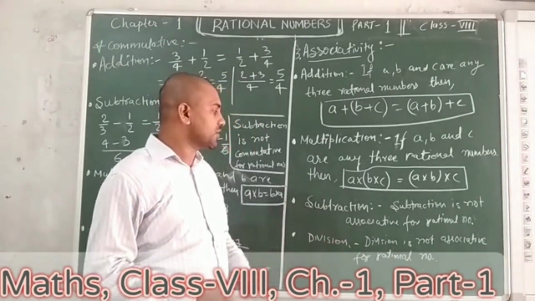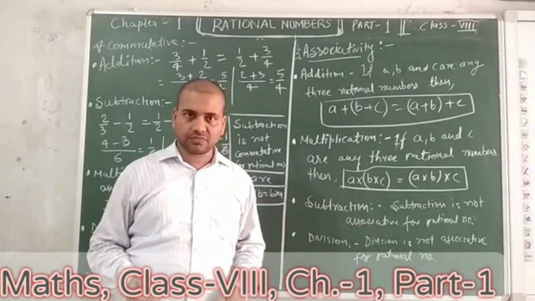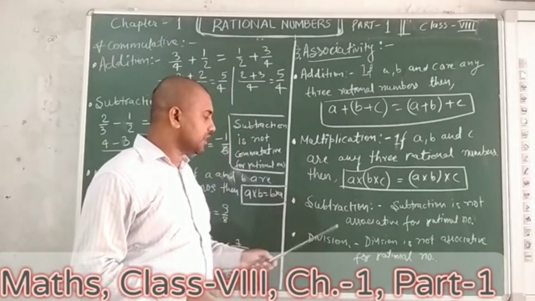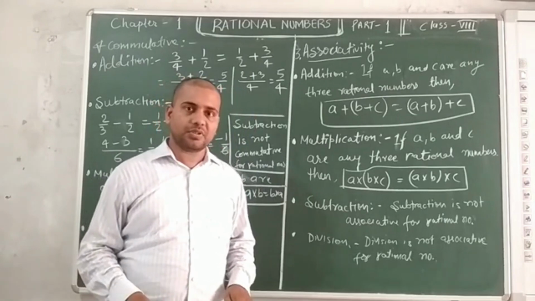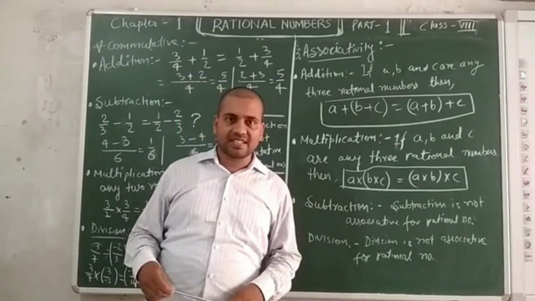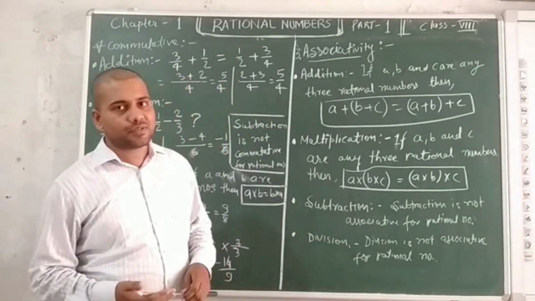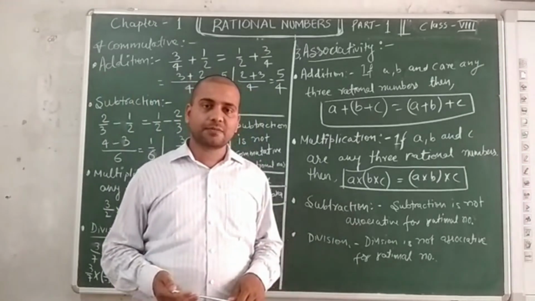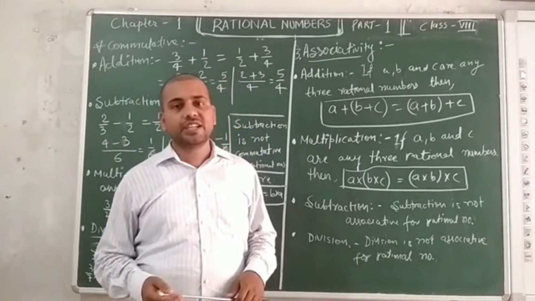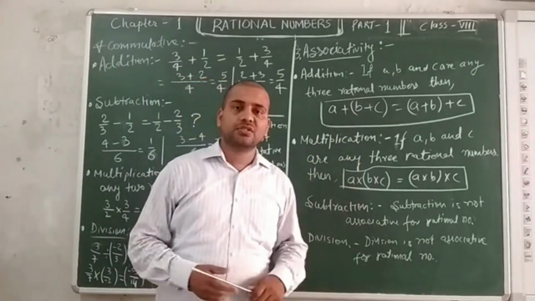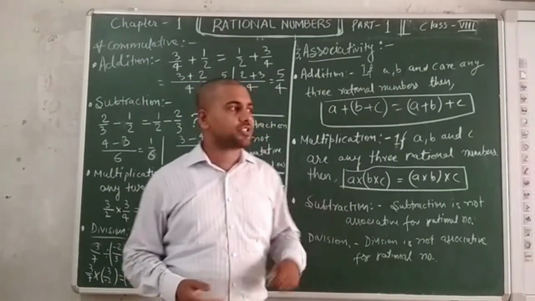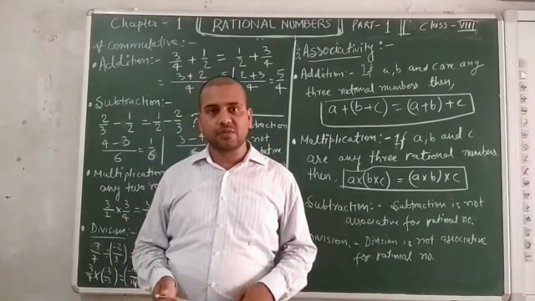Now subtraction and division. Subtraction is not associative for rational numbers, and division is also not associative for rational numbers. You can check through some examples. When you check, you will take three rational numbers, and with these properties you will find which are possible and which are not possible.